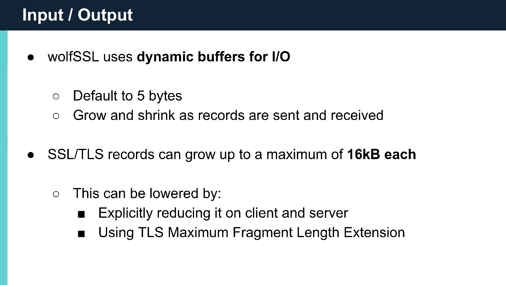You can lower this in a couple ways. So if you control both client and server, you could explicitly reduce the size of this. But most of the time you're only going to be controlling one side of the connection. And if that's the case, you can try to use the TLS maximum fragment length extension. This is a client hello extension where the client can request from the server to use a lower maximum fragment length size. The downside here is that the server doesn't necessarily need to go ahead and follow that request. It can choose not to, or if it doesn't support that extension, it's just going to ignore it.